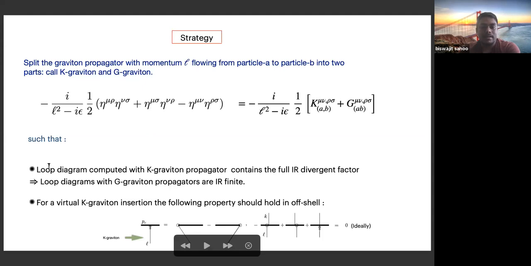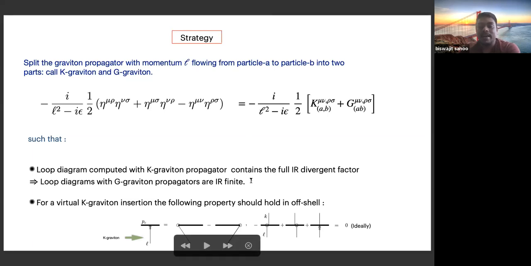The first demand is that if we compute any loop diagram with the K graviton propagator, then it should contain the full IR divergent piece, but it can contain something more also. And if we compute a one loop diagram with the G graviton, it should be completely IR finite. This is one of the demands. And with this, I also want to fix how much extra piece the factor K contains.